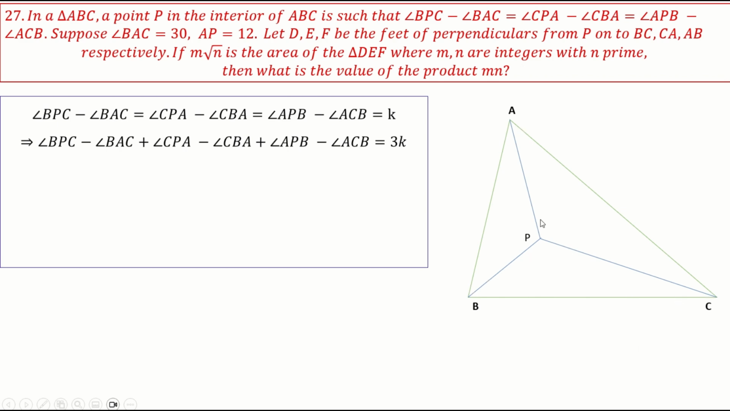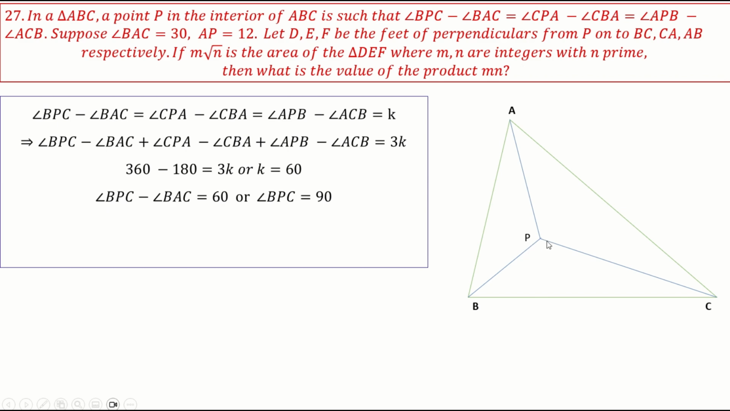This is 360 degrees. This is 180 degrees, three of them. So 360 minus 180 equals 3k. So k is 60. Once you know this, it's very easy. BPC minus BAC equals 60, correct? Because it is equal to k. BAC is given as 30 degrees. So BPC is 90 degrees. So this is 90 degrees.